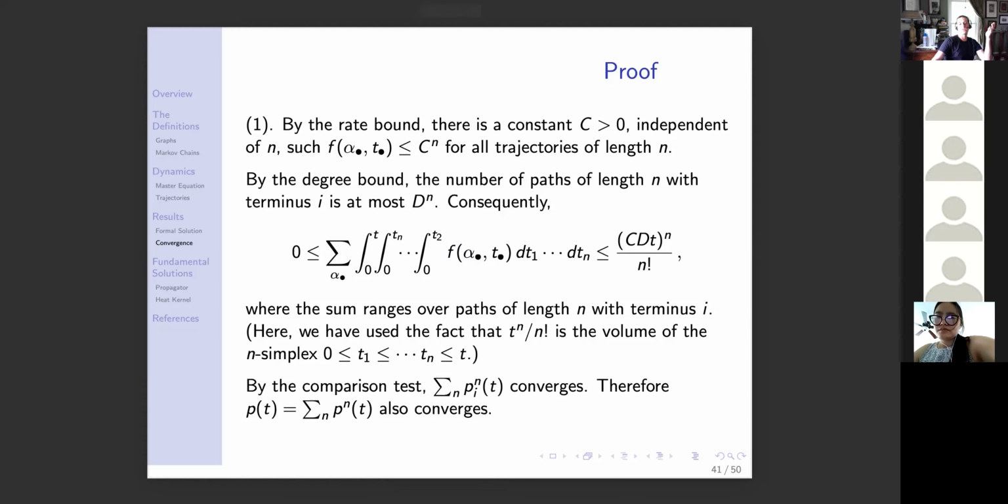But now, by the comparison test, the series P_{n,I}(t) converges, right? Therefore, also we can sum over all. So that's a convergent series of numbers, but that implies the series of vectors also converges. I'm just using the usual comparison test, Math 2020 in that case, right? That's all it is, because the series for e to the t converges. So that's all I've used here.